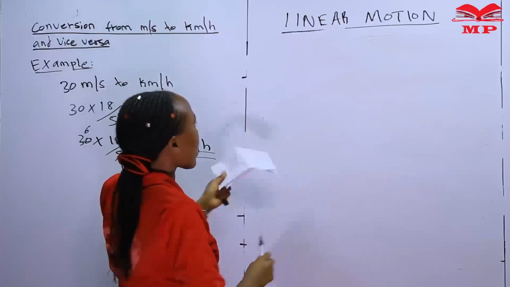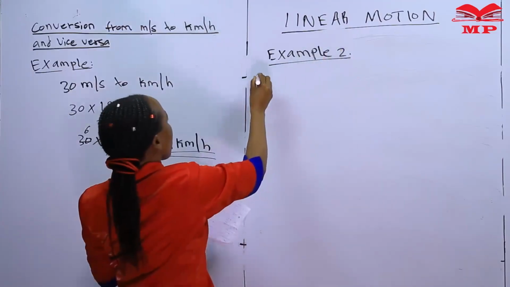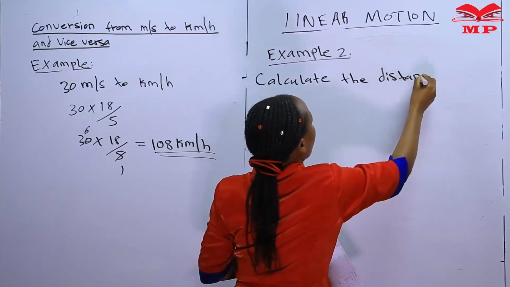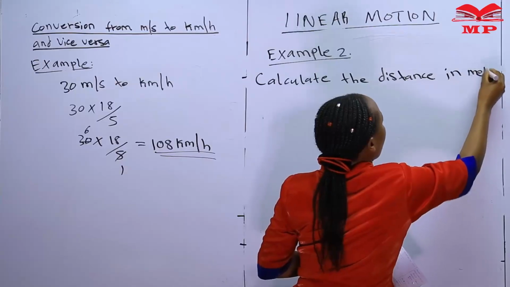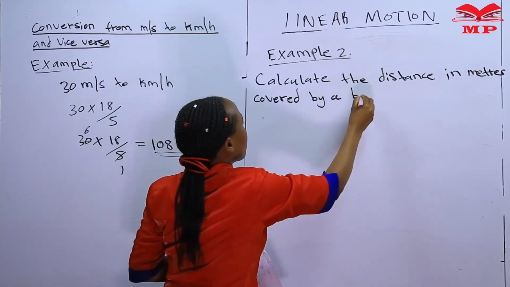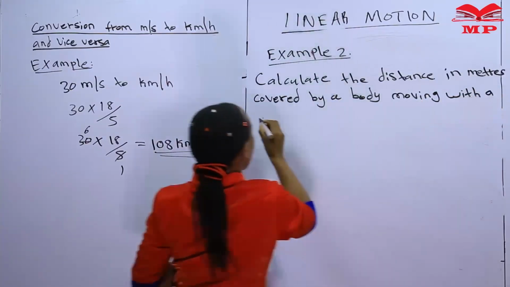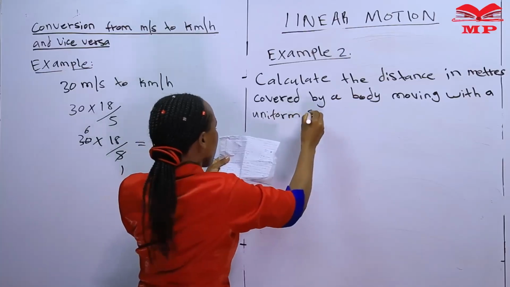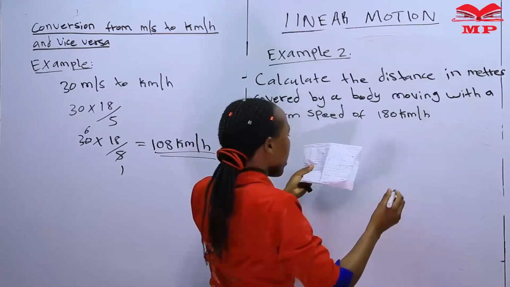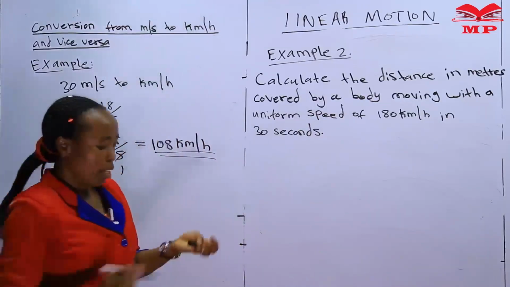So I want us to do another example, example 2, whereby we are told calculate the distance in meters, covered by a body moving with a uniform speed of 180 kilometers per hour in 30 seconds. In 30 seconds. So I want us to do that question.